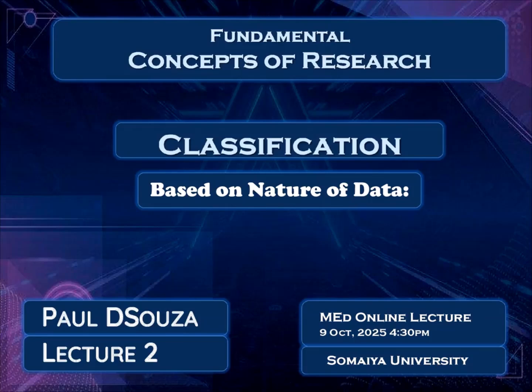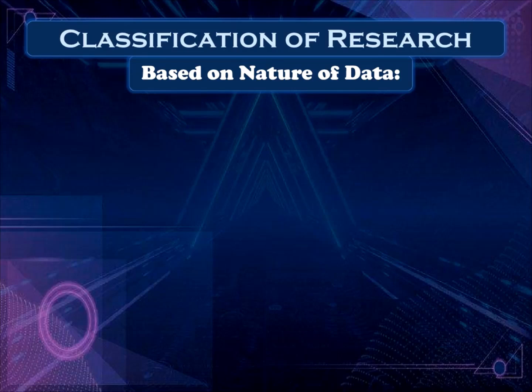Before we go into the discussion of classification of research based on data, let's briefly understand what we mean by data. Anything that has a value, or which can be given a value, that value is the data. Take, for example, an apple. The color of the apple is red. Red becomes the data.